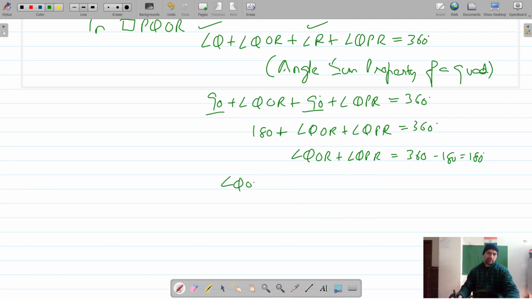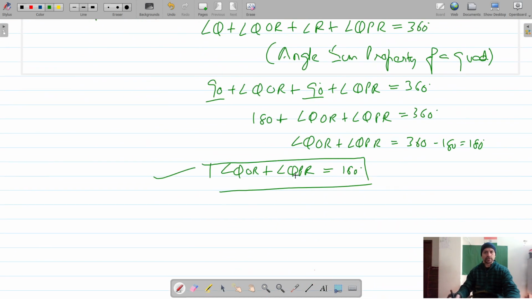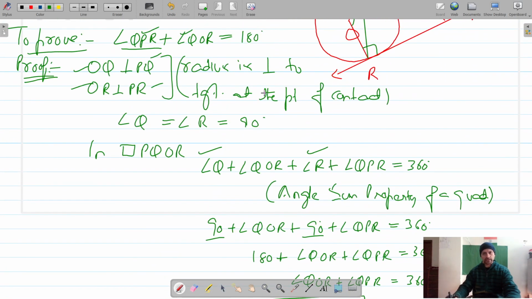So that's what we had to prove, that the angle between the tangents and the angle subtended by the line segment joining the points of contact at the center are supplementary. These two angles, QOR and QPR, sum to 180 degrees.